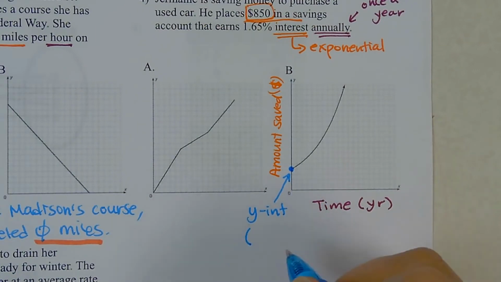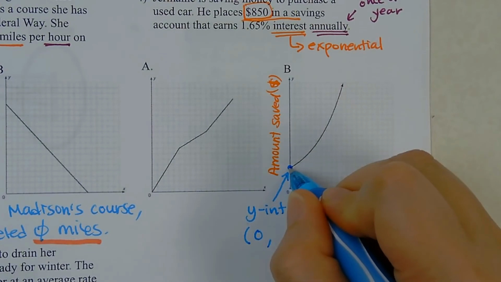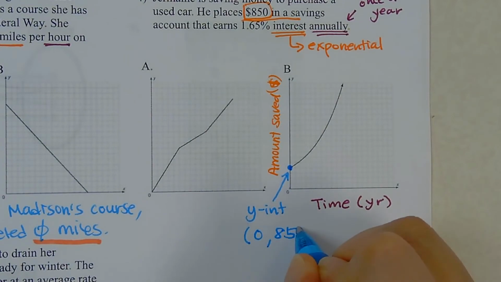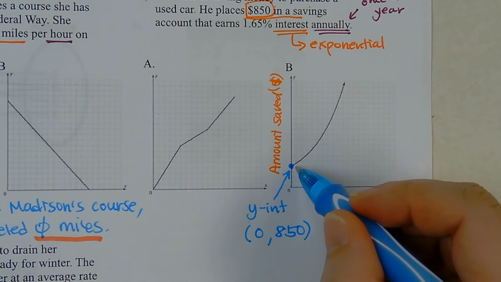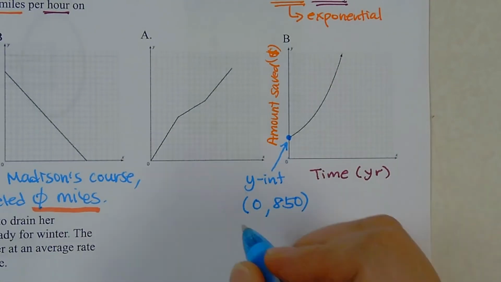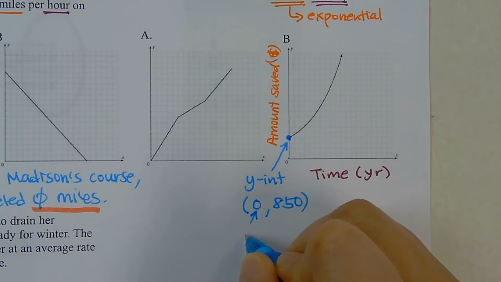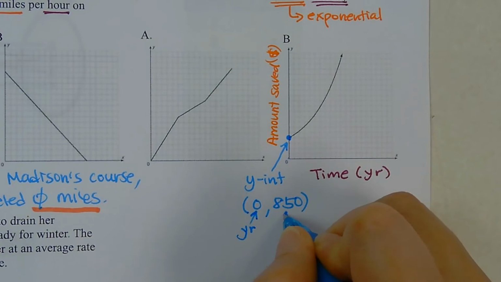Well, first of all, let's find out what the point is. It's going to be at 0. And then how much did we go up from there? It's going to be 850, because that's how much we're starting with, right? A lot of people will catch on to that, but they don't realize that that's this point right here. So what does that mean? Remember, this is the time, so this is years, and this is in dollars.